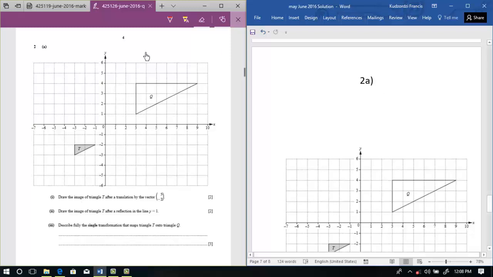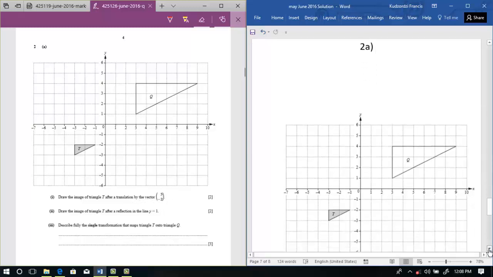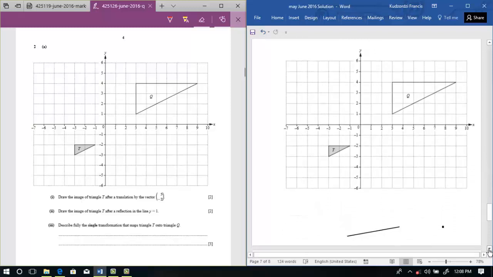Now question 2A. Draw the image of triangle T after a translation by the vector (5, -2). So here is triangle T and we are translating it by the vector (5, -2). So this is what we do.